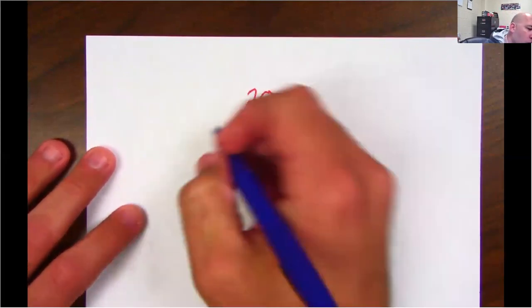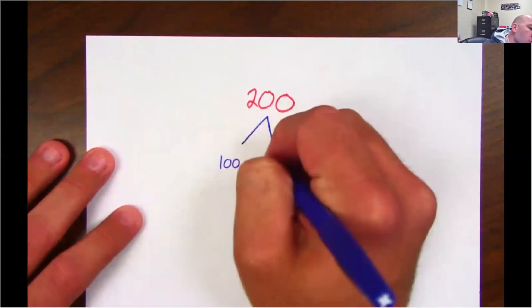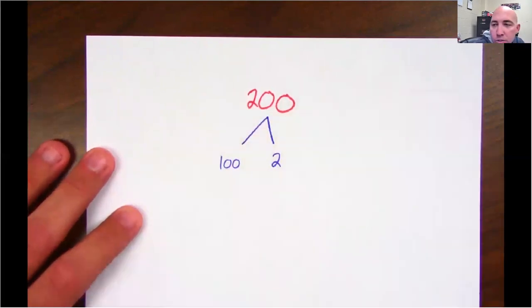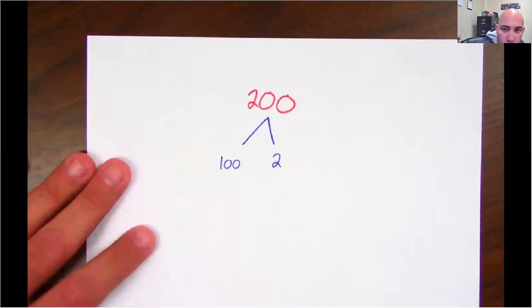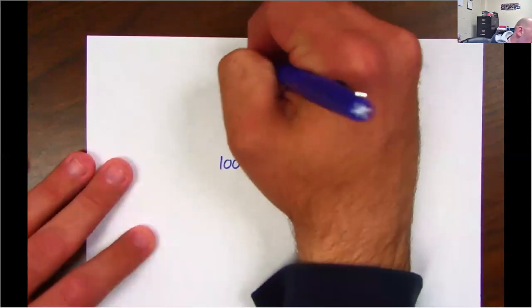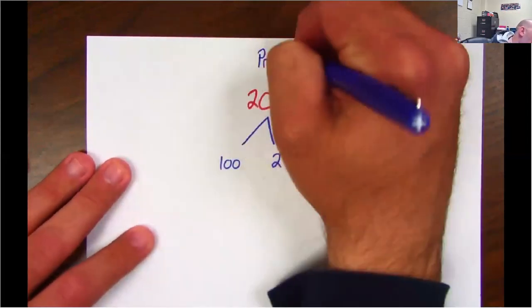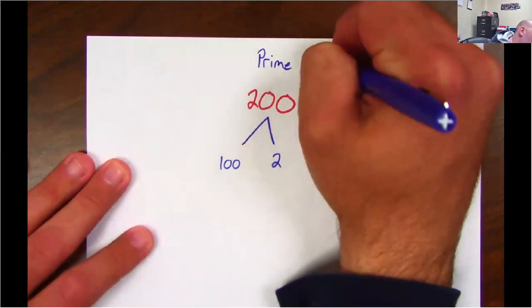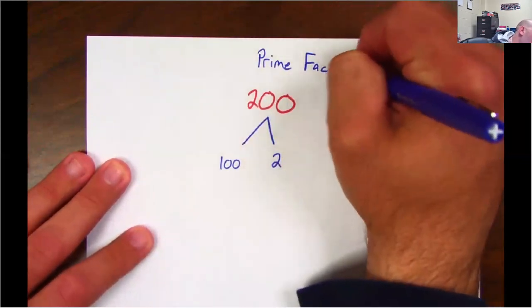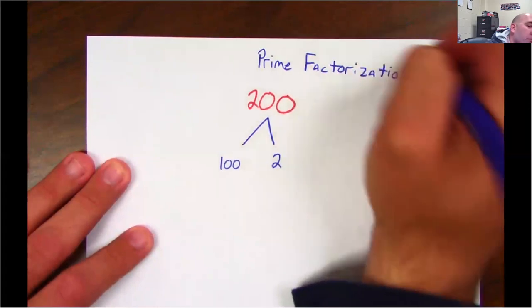Well, some of you are going to say, well, you can do 100 times 2. That would work. You could do 25 times 8, 20 times 10. I mean, there's multiple ways you can do it. Okay. So again, this is prime factorization. So we're trying to factor all the way down until we get prime numbers.